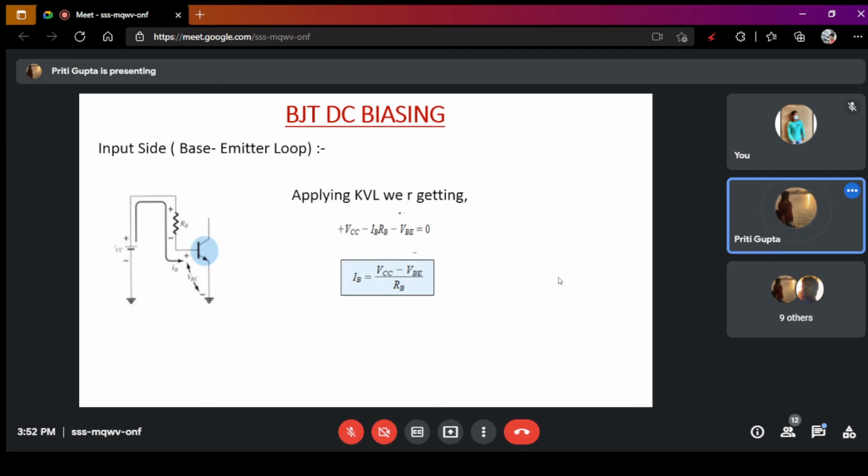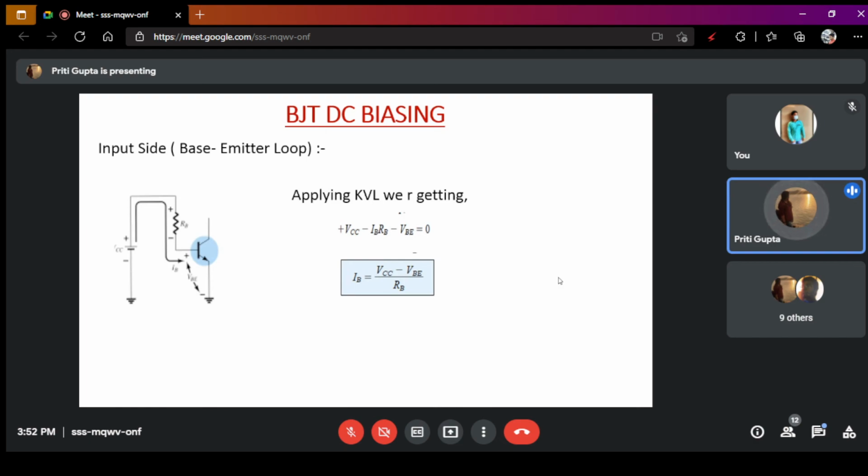Ma'am, if we change the VCC value? Yes, if you change the VCC value, IB will not change that much. Maybe there will be a change of 1 microampere or 2 microamperes. It is very small. Theoretically you will always get the same value. That's why the name is fixed bias.